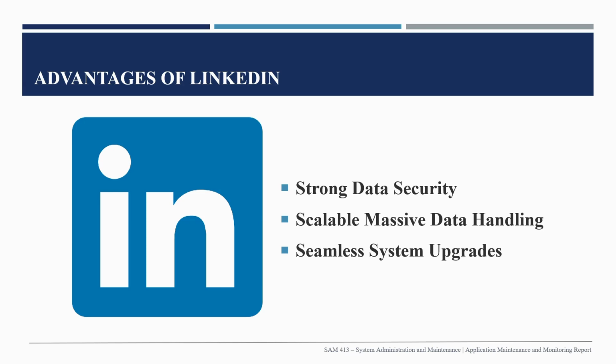LinkedIn's architecture excels in three key areas that are fundamental to modern application maintenance. First is strong data security, protecting millions of professional profiles and sensitive career information. Second is scalable massive data handling, the ability to process and store enormous amounts of data while maintaining performance. And third is seamless system upgrades, the capability to update and improve the platform without disrupting user experience. Let's examine each of these advantages in detail.